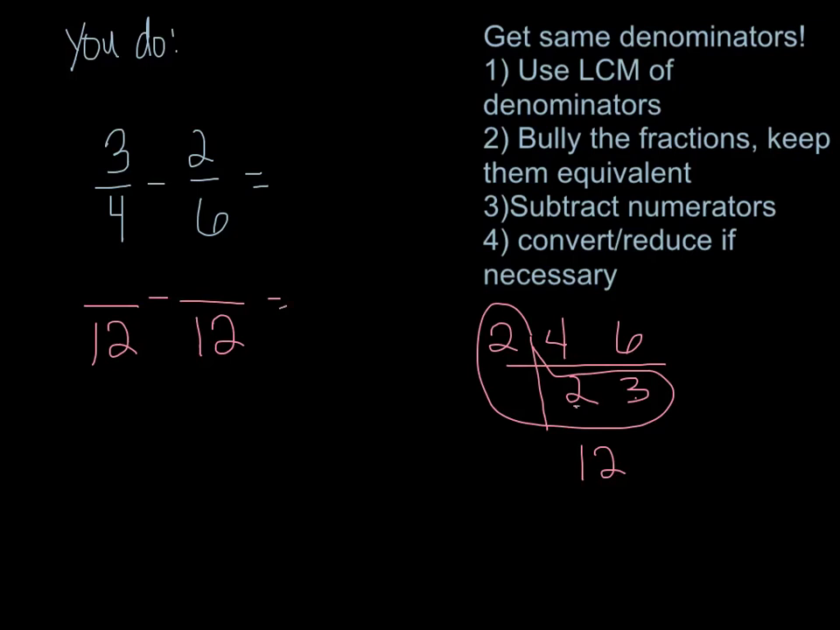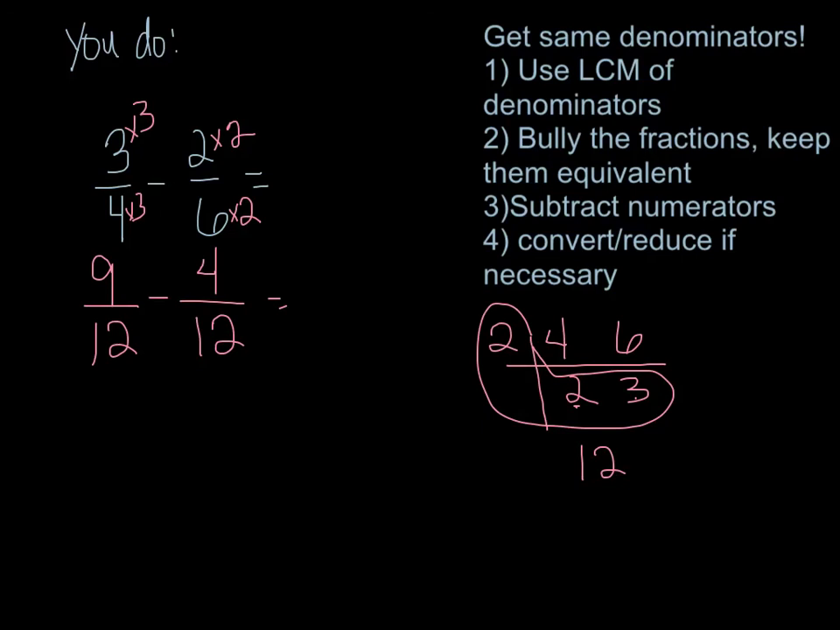I'm now on step 2, bully the fractions to keep them equivalent. What do I do to 4? To get him to become a 12, I multiply him by 3, and I do the same to his best friend. 3 times 3 is 9. What did I do to 6 to get him to become 12? I multiplied him by 2. I do the same to his best friend. 2 times 2 is 4.